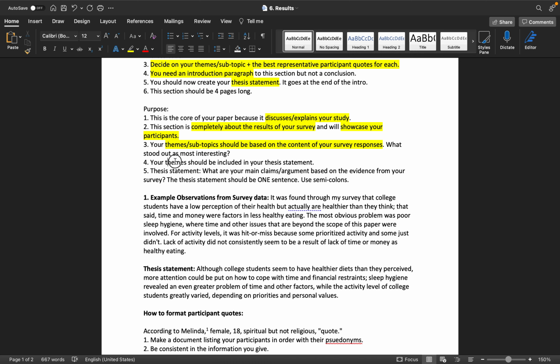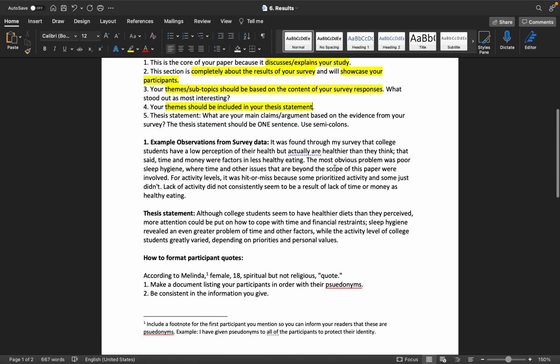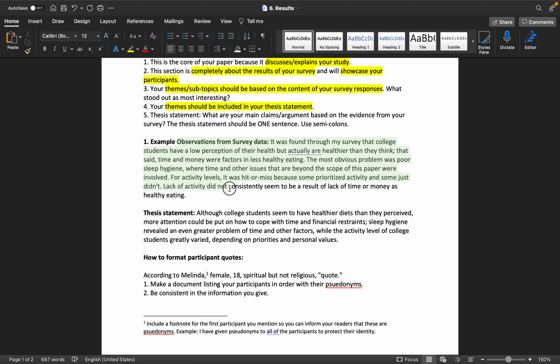Your themes, of course, should be included in your thesis statement, because a thesis statement is basically just giving us a heads up about what you're going to talk about and flesh out. So I've given you an example here of general observations that I might make and then how I convert that into a thesis statement. So my thesis statement is this.